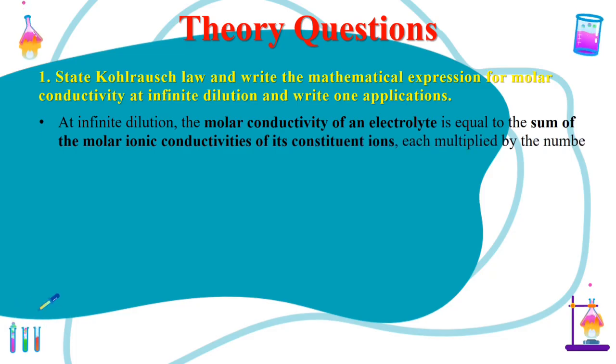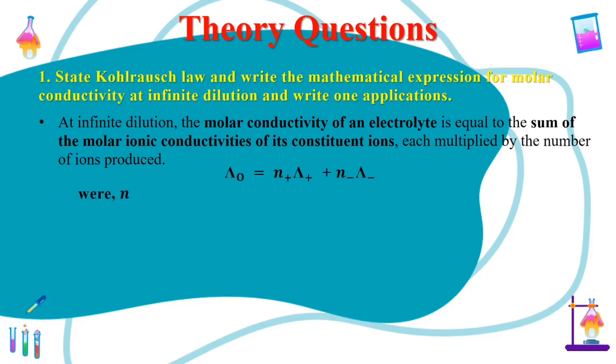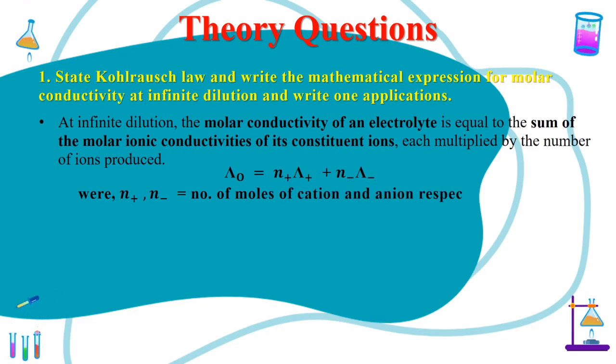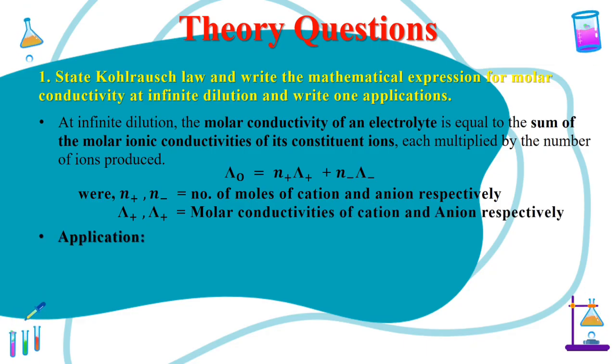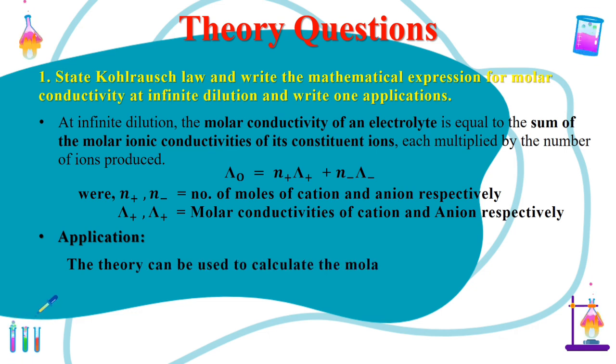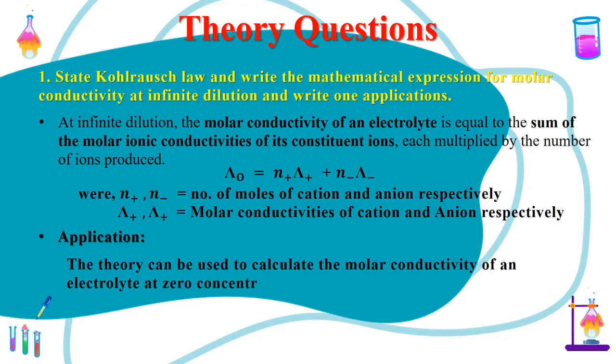produced. The mathematical equation for the molar conductivity, as you can see on your screen, where n plus and n minus are the number of moles of cation and anion, and lambda plus and lambda minus are molar conductivities of cation and anion. The above equation is used to calculate the molar conductivity of a weak electrolyte at infinite dilution. For example, the molar conductivity of calcium chloride and potassium chloride at zero concentration, as you can see on your screen.